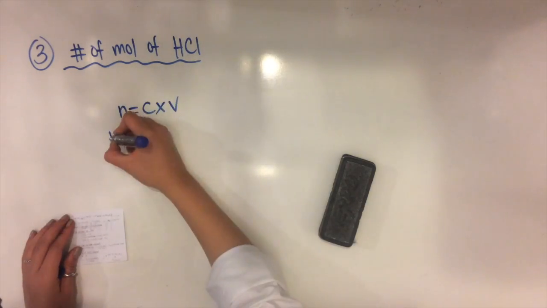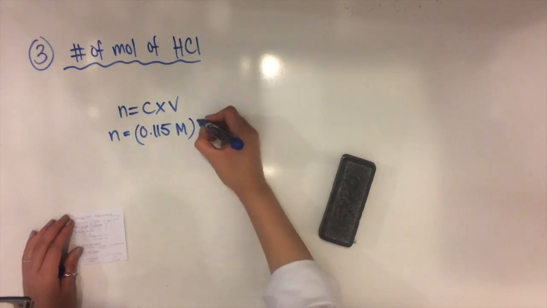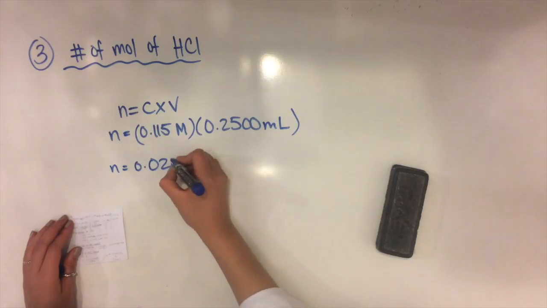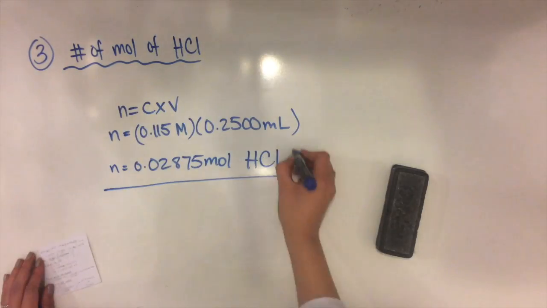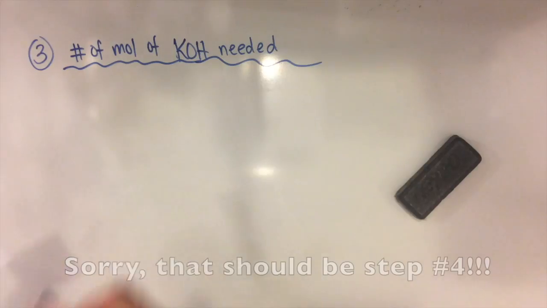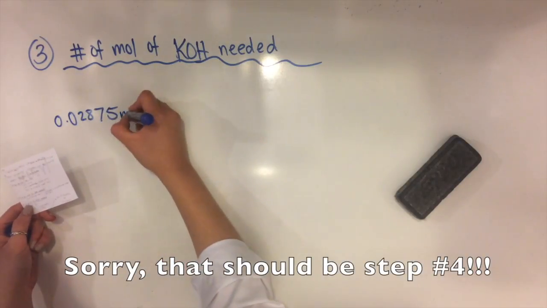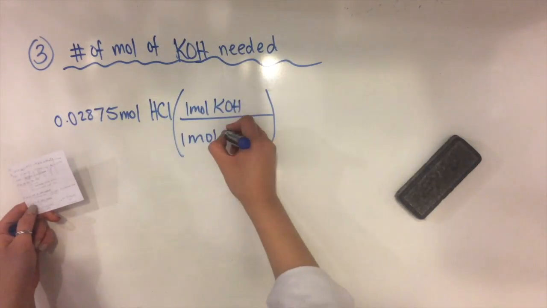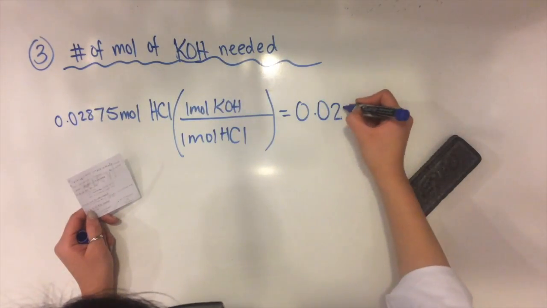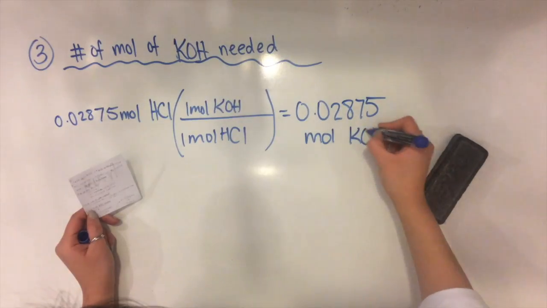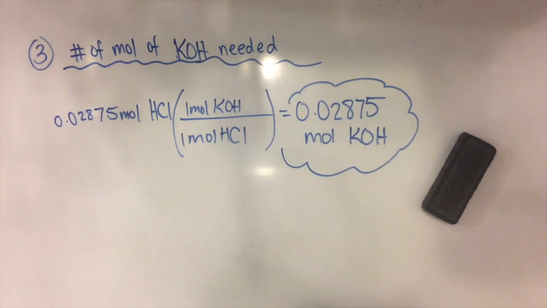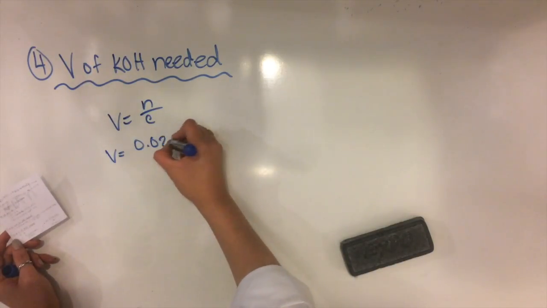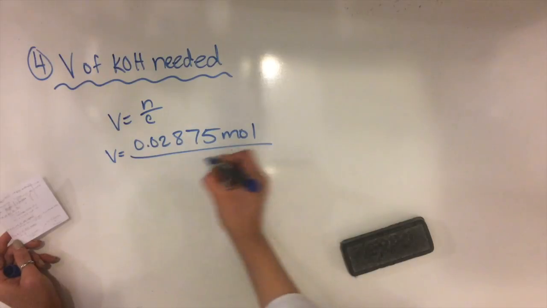Next, we're going to find the number of moles of HCl. Use the formula N equals C times V. Once we got that, we can now find the number of moles of potassium hydroxide needed. Now, using the formula V equals N over C, we can find the volume needed to neutralize the acid.